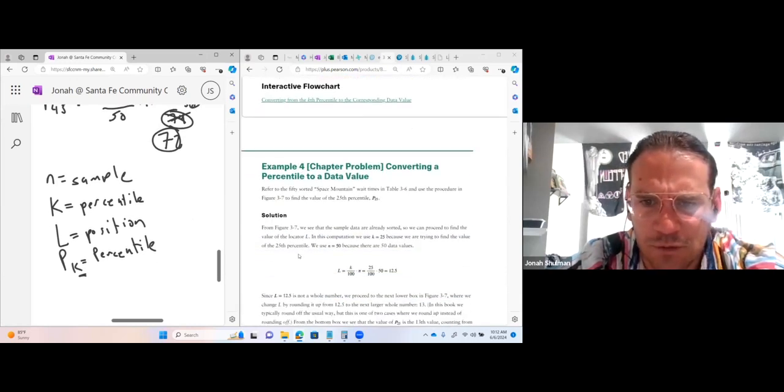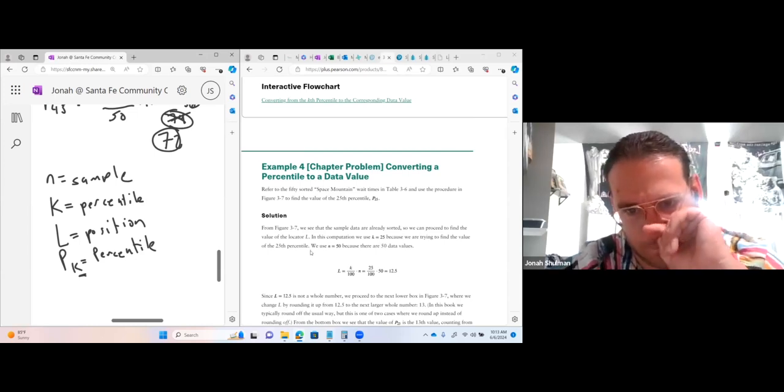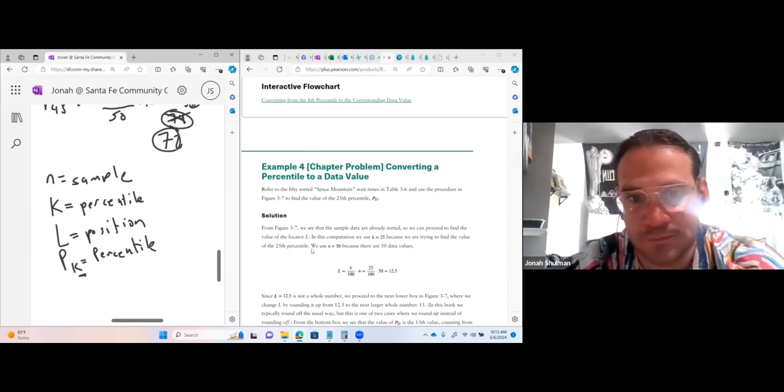L of K over 100. What? This must be a different problem. From the figure, we see that the sample data is already sorted, so we proceed to find the locator L. We use K as 25 to find the 20. Nice. This is if you want to go backwards.